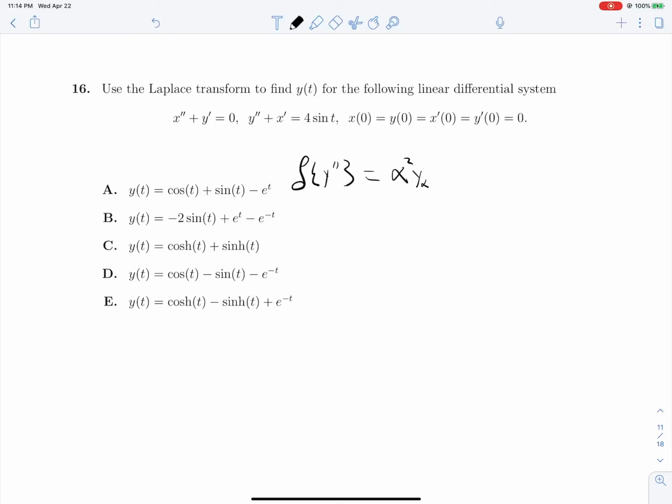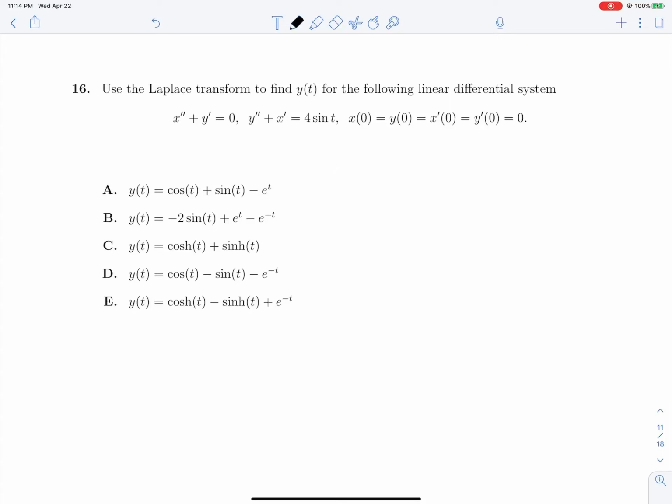If this is your first time seeing me use alphas, I really hate writing s's. They look like my 5s. And then I'm not going to write anything else because all of our initial conditions are 0. So originally we would have minus alpha y at 0 minus y prime at 0. But none of that matters here. For our purposes, the Laplace transform of y prime is just alpha y alpha. Sorry, the Laplace transform of y is y alpha. And those are just little subscripts over there.